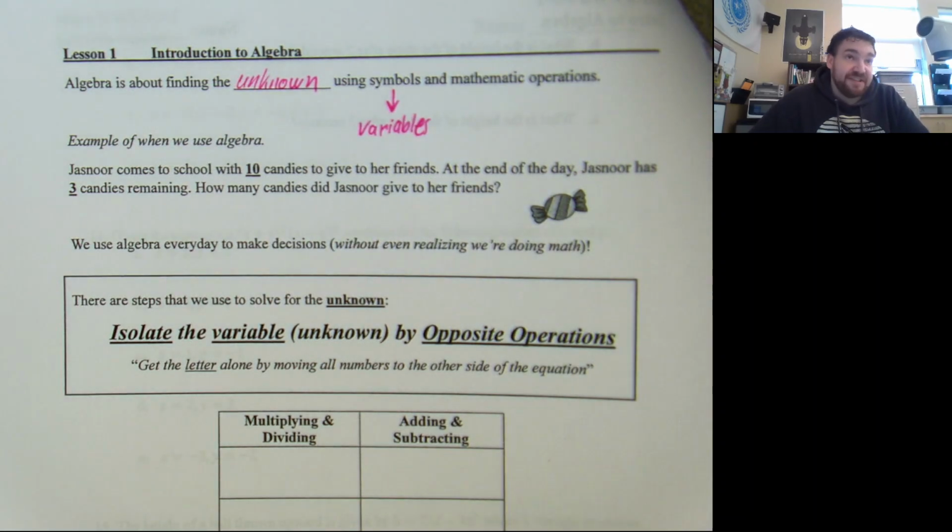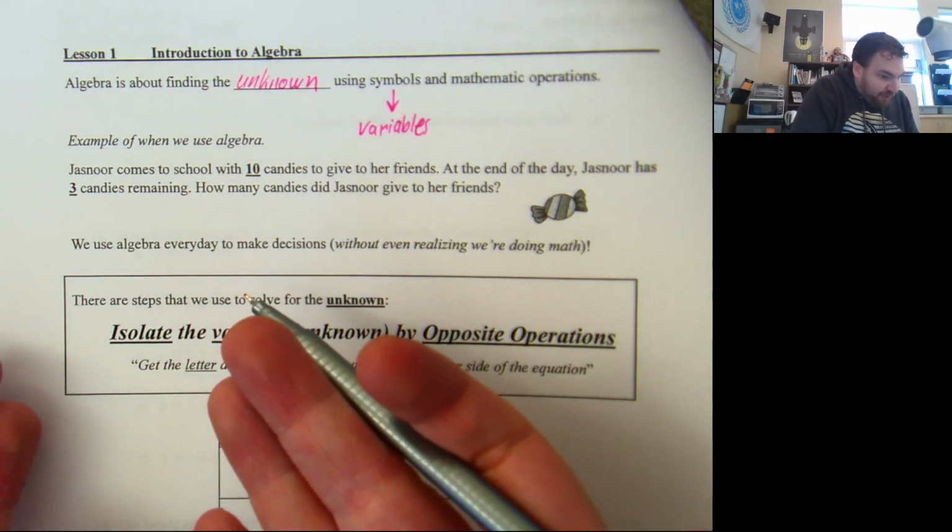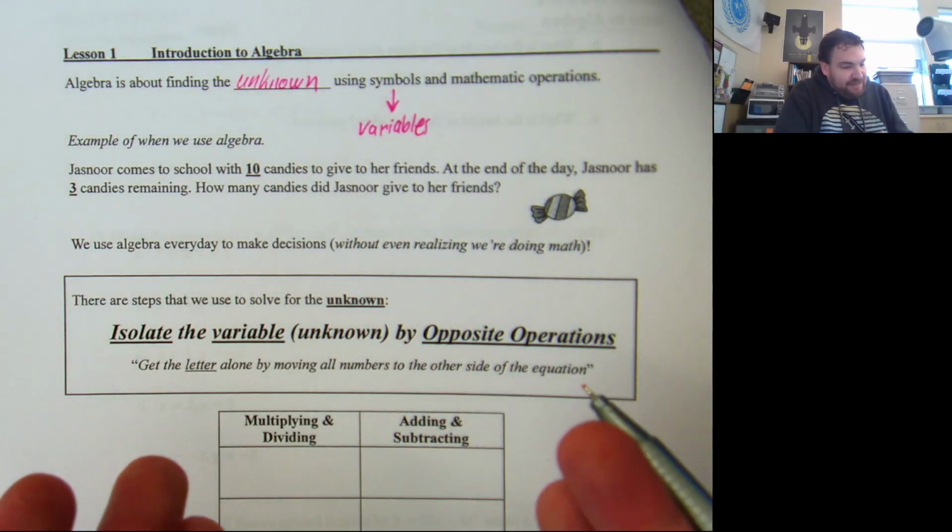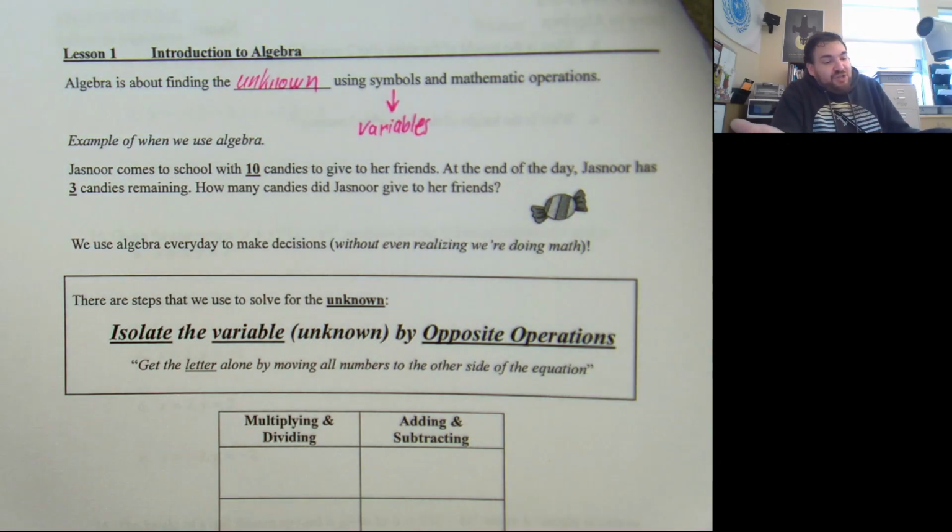So, simple example. In the day-to-day, we don't necessarily think about, okay, well, I'm going to make this thing X, then I'm going to solve for this. But you do algebra all the time. So, for example, someone named Jesnor comes to school with 10 candies to give her friends, and at the end of the day, she's only got 3 left. How many candies did she give away?